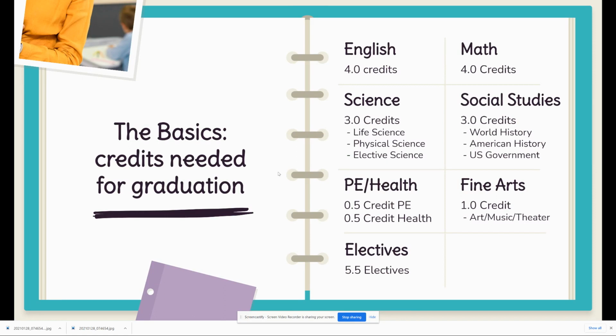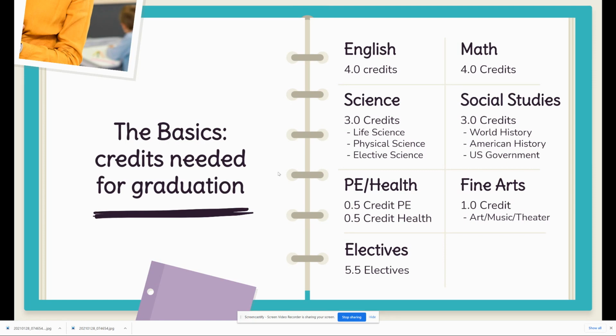This is a really important slide that we will include in all of our presentations from now until the time you graduate in 2024. It's very important to make sure you are aware of the credits and requirements for graduation. Every student graduating from Sycamore High School needs 4 credits or 4 years of English, 4 credits in math, 3 credits in science, 1 in life science, 1 in physical science, and an elective science credit, 3 credits of social studies, world history, American history, and U.S.